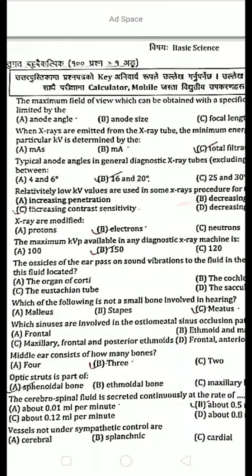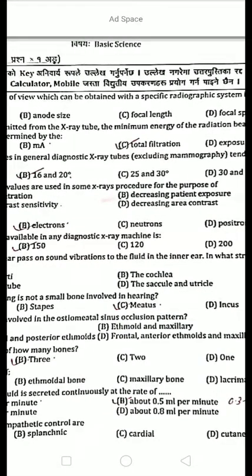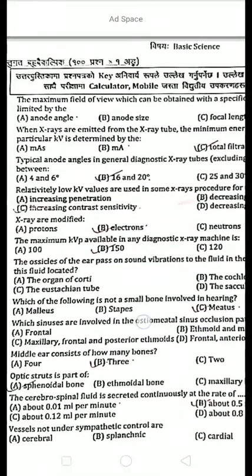Relatively low kV value is used in some X-ray procedures for the purpose of an increase in contrast sensitivity. The correct answer is C.